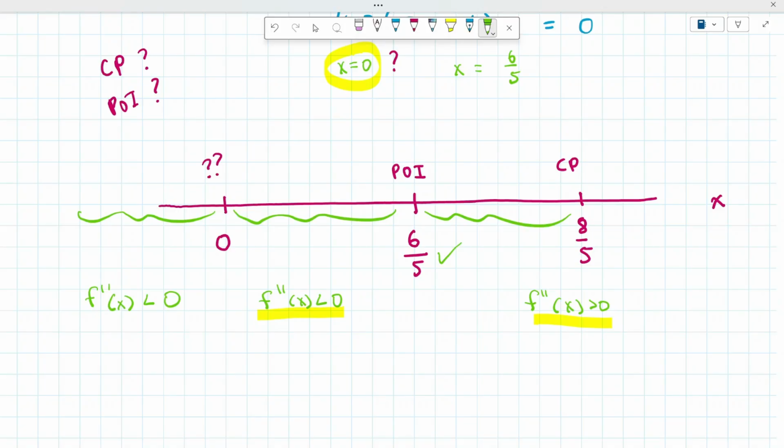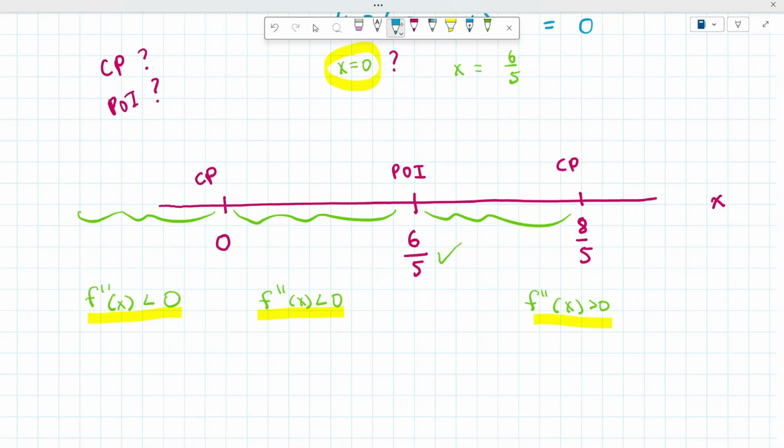Our 0 over here, we can see that the second derivative is negative on either side, so that means this is not a point of inflection. That means that this over here is a critical point because the second derivative does not change. Okay, now let's go into our next step of classifications.